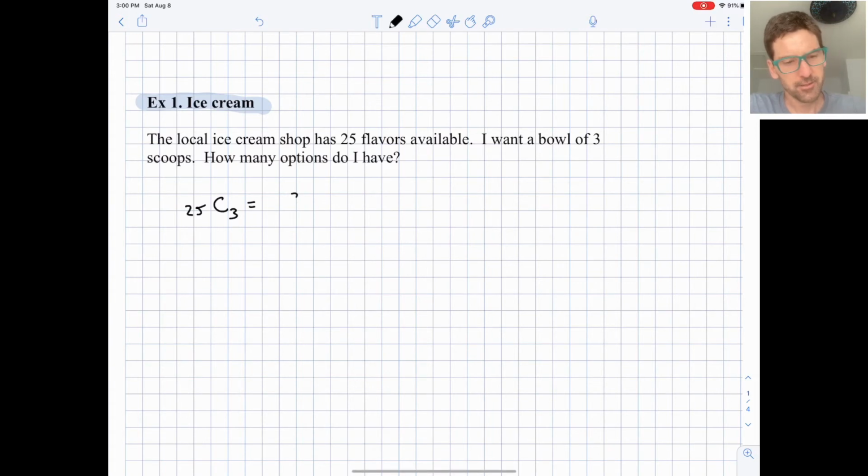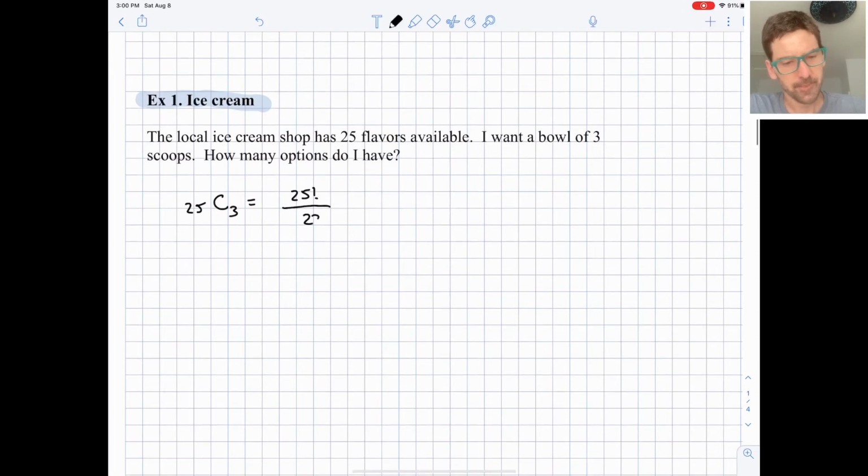So let's do our permutations formula, and then let's also divide by the 3 factorial. The 25 factorial is going to be mostly canceled out by the 22 factorial, and then we're going to divide this by 6. We can actually do a little bit of canceling here. And 25 times 4 is 100, so we should have 2,300 different ways of doing this.